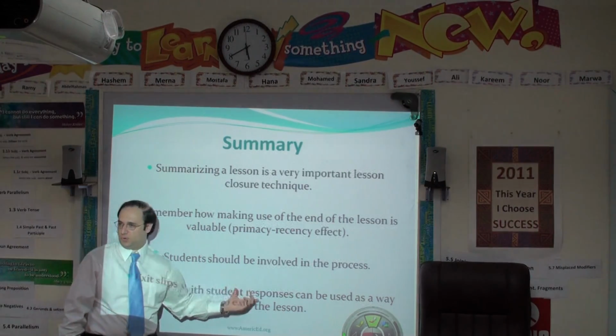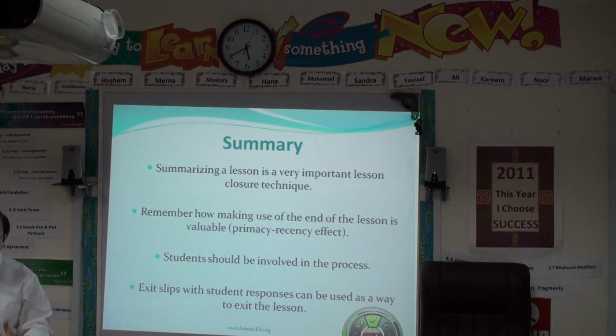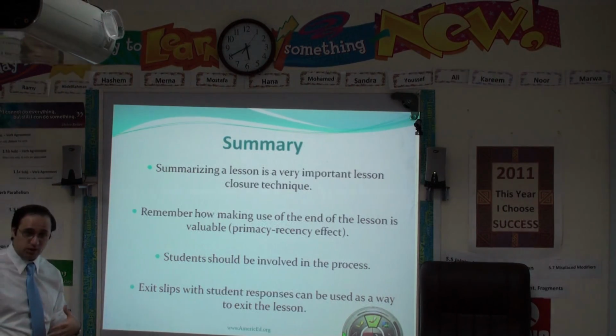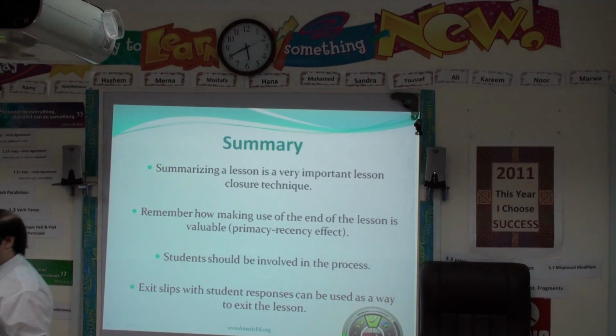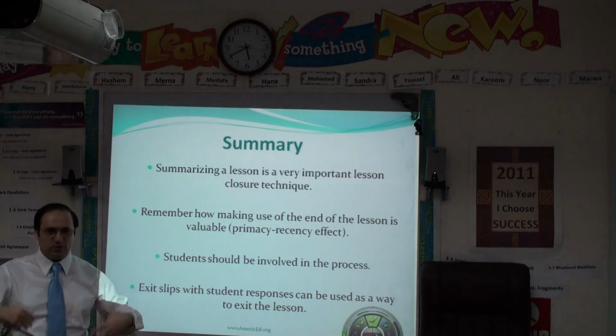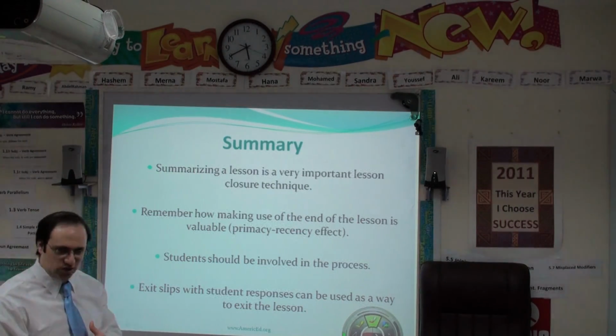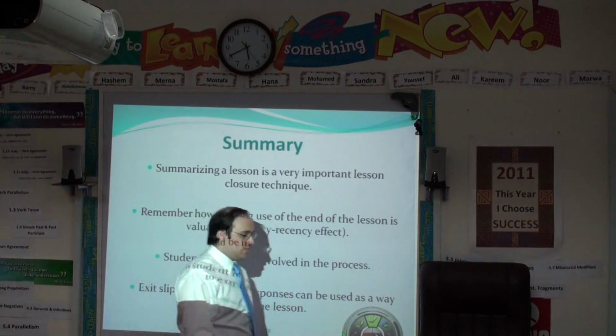Students should be involved in the process. I need to have them involved with me, answer my questions, and help me by repeating, rehearsal, remember like we said a little while ago. Now here you can use questioning and, what were the two types, remember? Primary questioning and clarifying questions. Okay, so we use questions that lead to other questions, forming these connections in our summaries. Exit slips with student responses can be used as a way to exit the lesson.